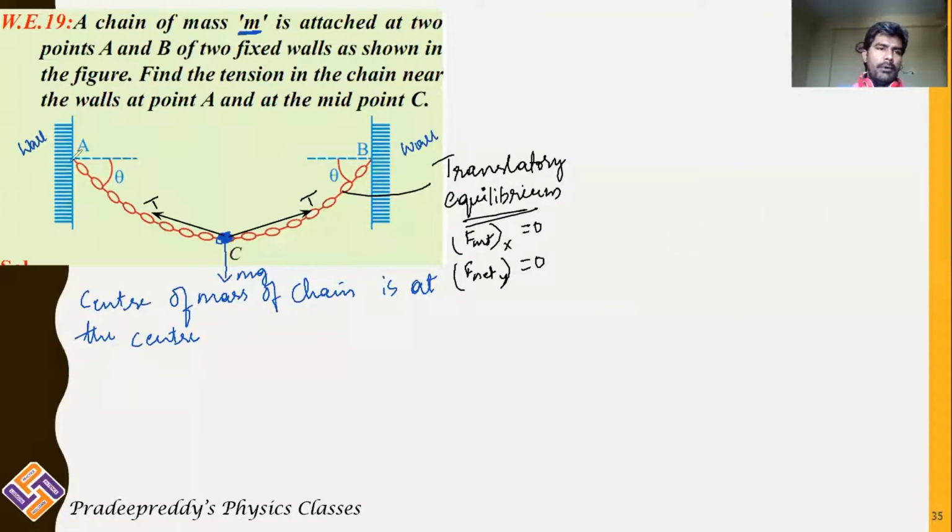So you can take one point here, A. At this point, F net is equal to 0. And you can take another point B. At this point also, net force should be equal to 0. And at point C also, net force will be equal to 0. Right? Now let me consider this point C and I will draw vectors which are acting over there. I am considering this point C.